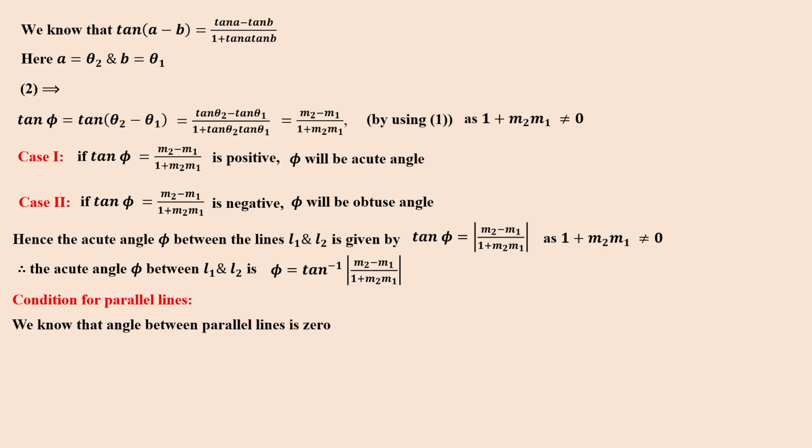Condition for parallel lines. We know the angle between parallel lines is 0. So here phi is equal to 0, the angle between the lines.